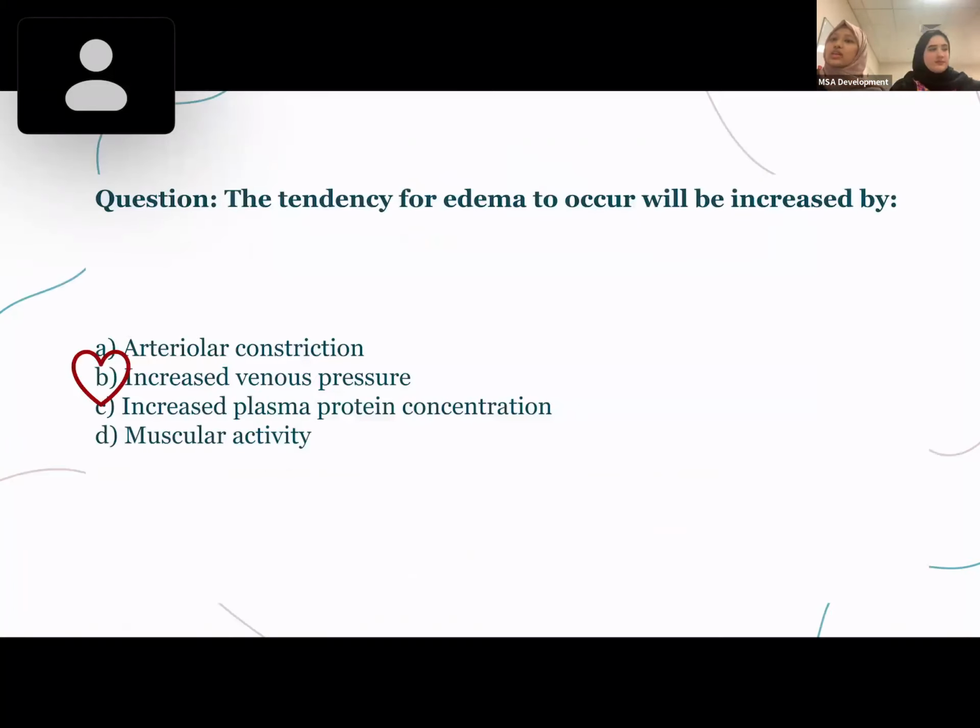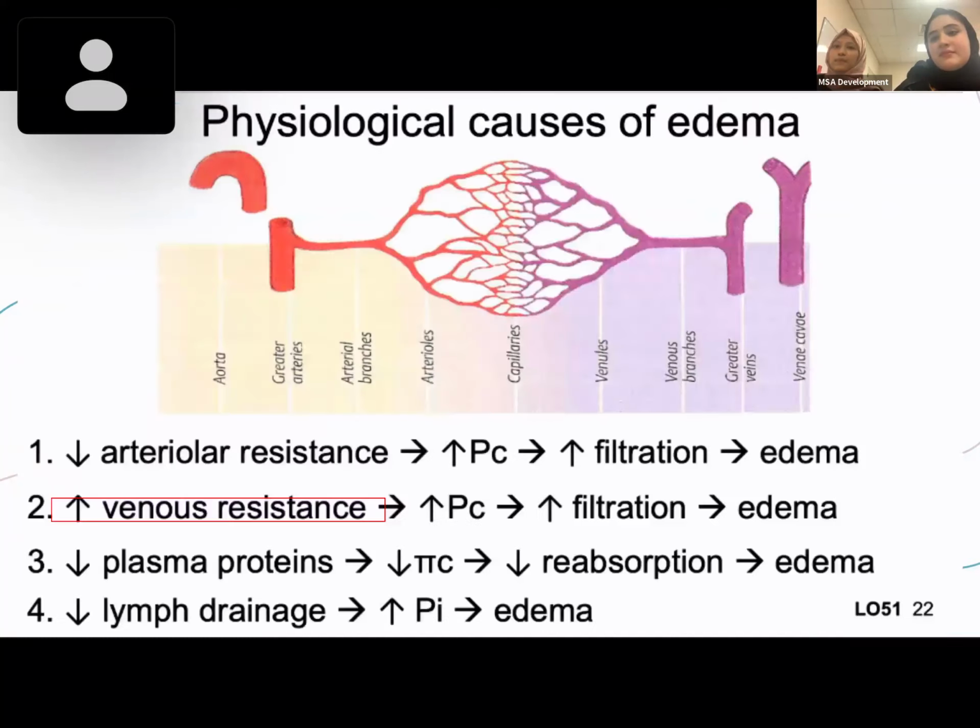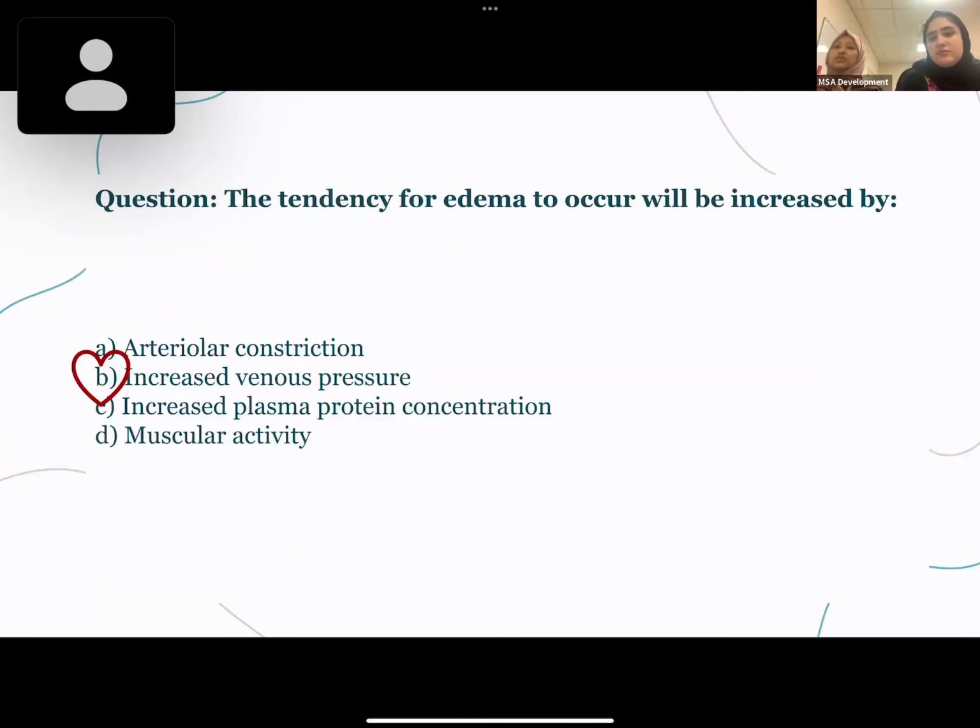The question here was asking what causes edema. In other terms, that means what causes fluid to go out of the blood vessels into the interstitium? So let's say, for example, arteriolar constriction. If the arterioles constrict, will there be fluid passing through the arterioles? Will there be enough hydrostatic pressure to cause edema? No, yeah. So you can cross out A.